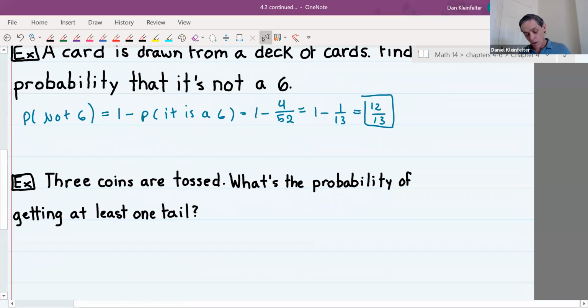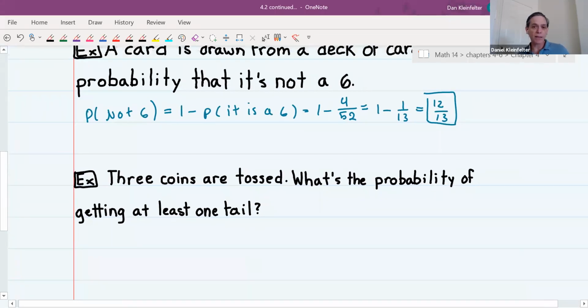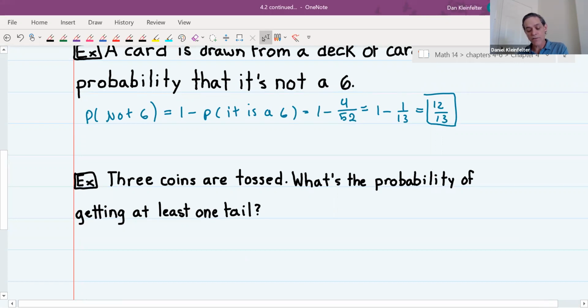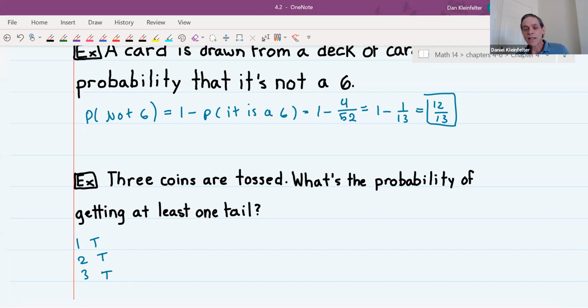All right, so this next example will be a little bit more involved. Here there are 3 coins tossed. If you like, you can make one a penny, one a nickel, one a quarter. We want to know the probability of getting at least one tail. So at least one tail would be 1 tail, or 2 tails, or all 3 tails, right? So that's 3 different possibilities, and they're all mutually exclusive. You can't simultaneously have exactly 1 and exactly 2 and exactly 3.